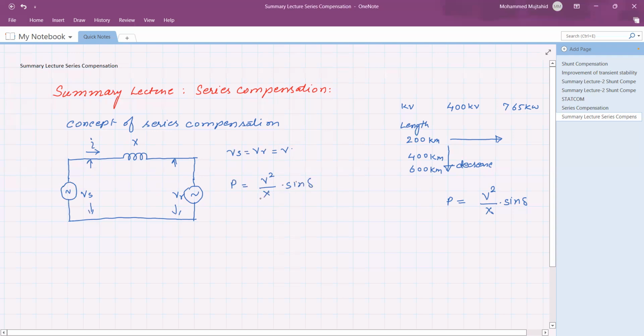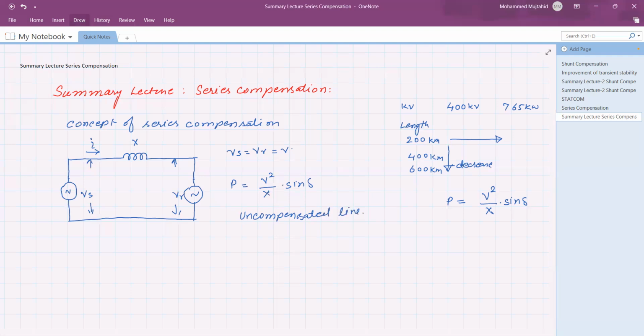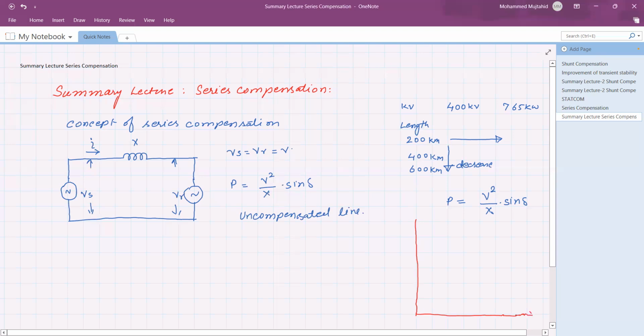So this is the uncompensated line, and for the uncompensated line we can draw the P-delta curve. This is angle delta, and this is power P in this direction. Say this is 90 degrees.